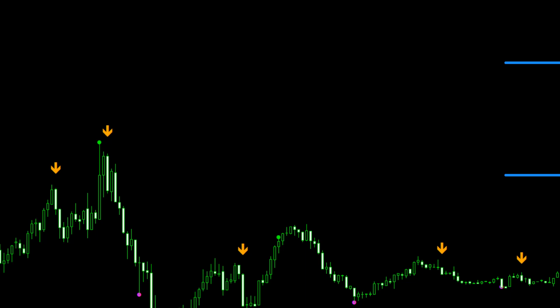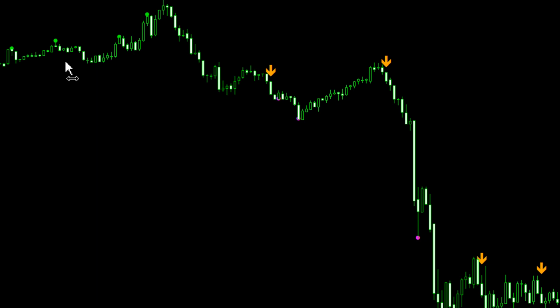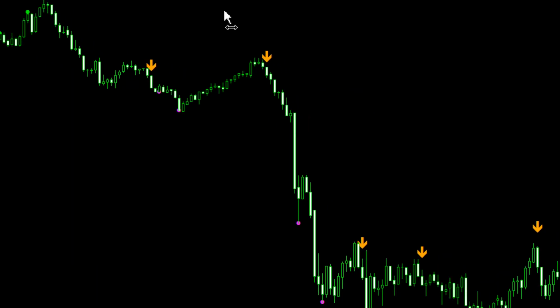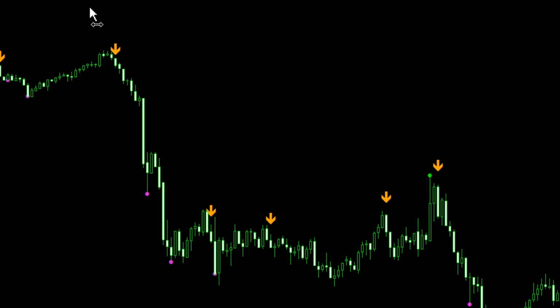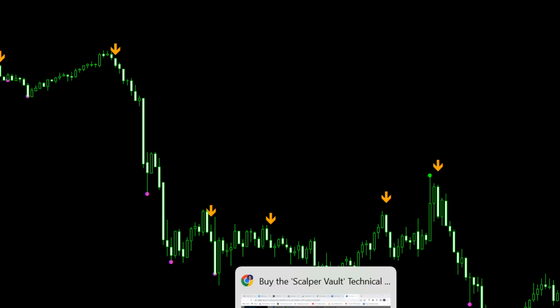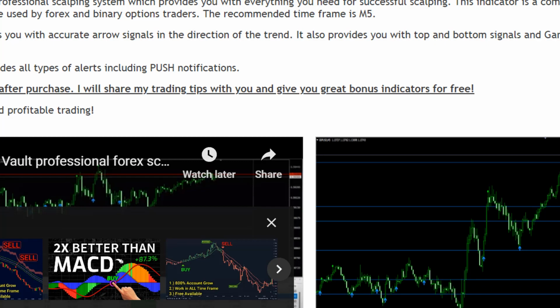Another feature of this indicator, which I mentioned a while ago, is the trend line. It's very useful because it will help you filter false signals. It will help you trade with the trend. According to the author, if you look at the market here.